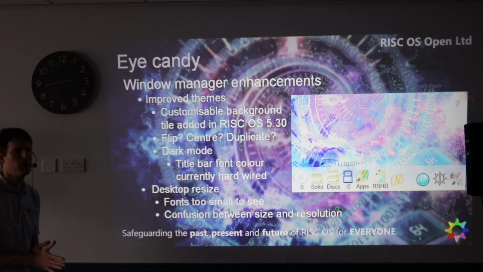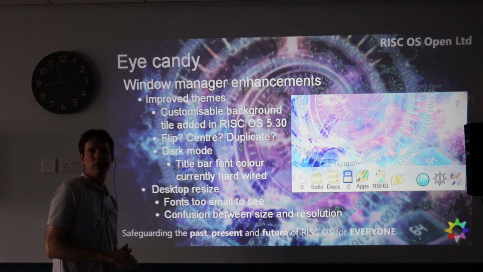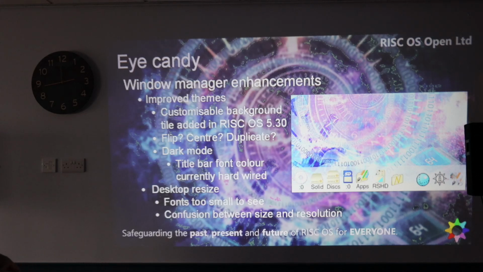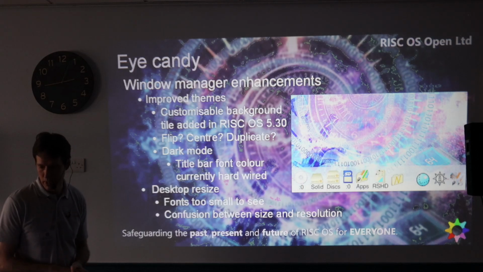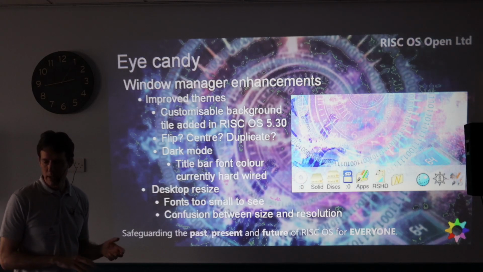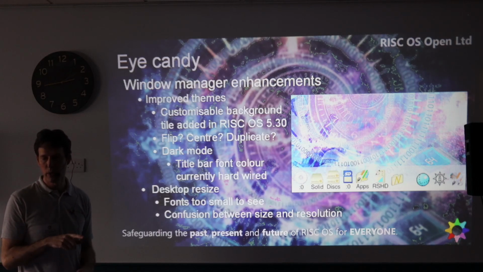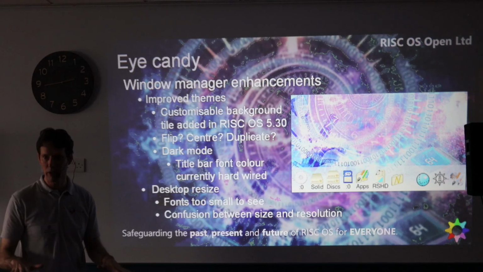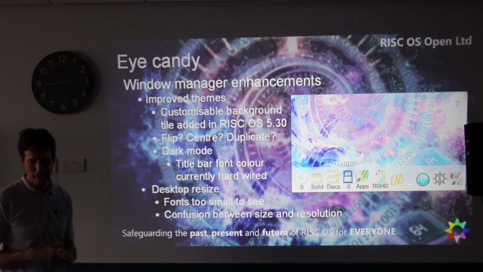And then it was pointed out to me a while ago by Paolo that the title bar colour, which I'd never noticed, is hardwired to black text in the title bar. So if you try and design a dark mode theme where all your windows have dark grey backgrounds, you can't see any of the writing anymore because it's all hardwired.